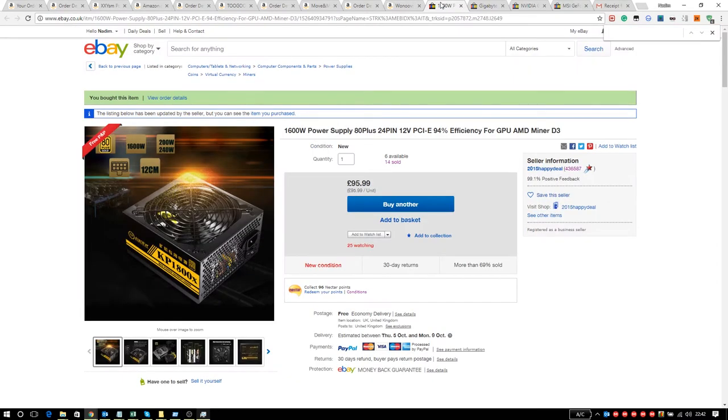The second power supply was from eBay. It's a 1600 watt power supply and it's 80 plus. The price has gone up a little bit. It's now £95.99. Free postage from the UK, but this is a Chinese seller.